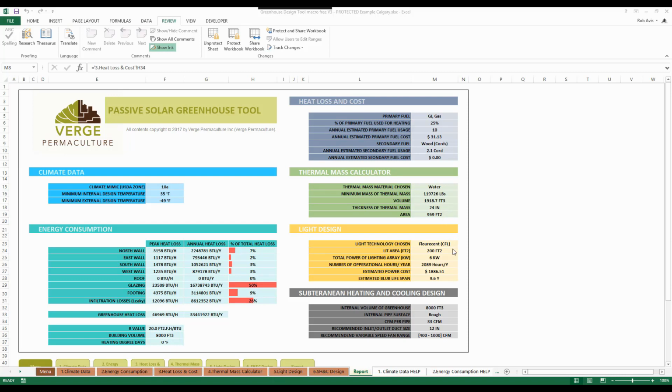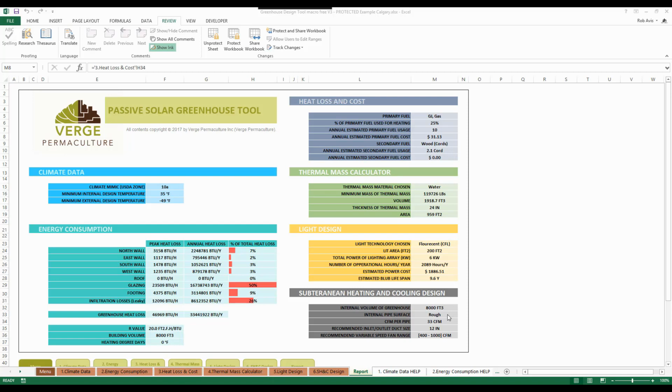Next, we have the light design. We chose fluorescent, compact fluorescent lights. We chose to light an area of 200 square feet with a total power of the array of 6 kilowatts and the operational hours per year at 2,000 hours and a cost of $1,800 per year, and an estimated bulb lifespan of 9.6 years.